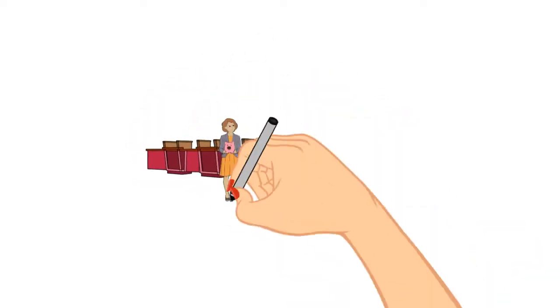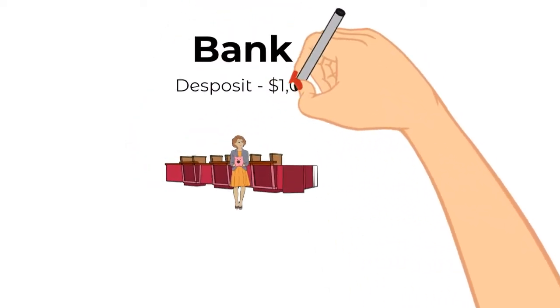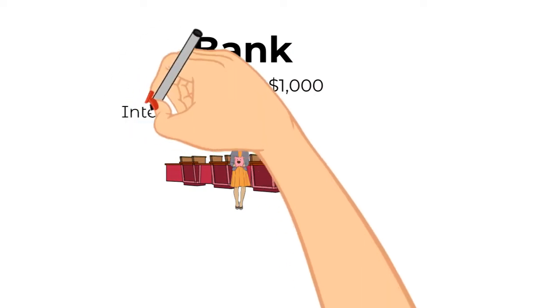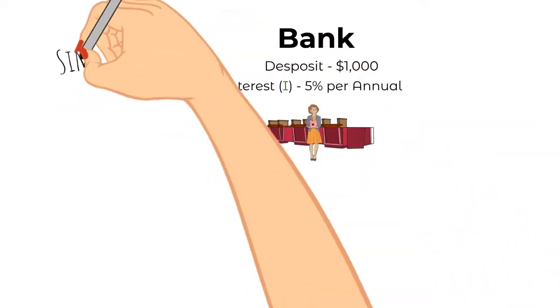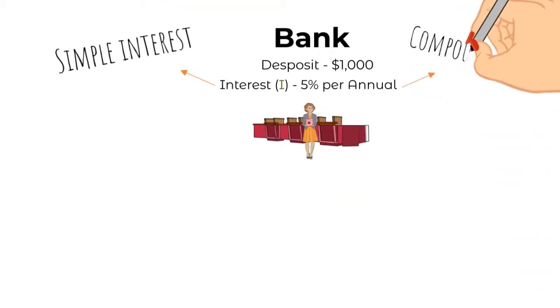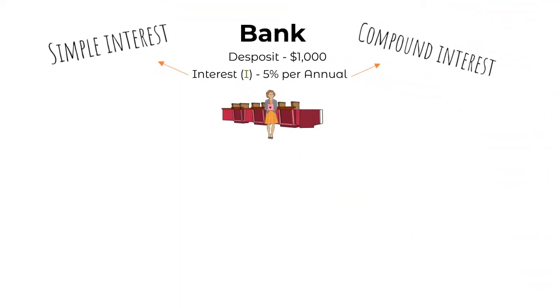First, we're going to take a look at interest. Imagine I go to a bank and I deposit $1,000 at an interest rate of 5% per annum. This means per year. And that interest rate is either going to be simple or it's going to be compound. In reality, it's quite hard to find simple interest being used in the real world. However, occasionally it is used, so I will touch on it briefly.